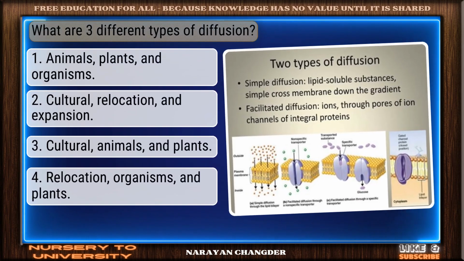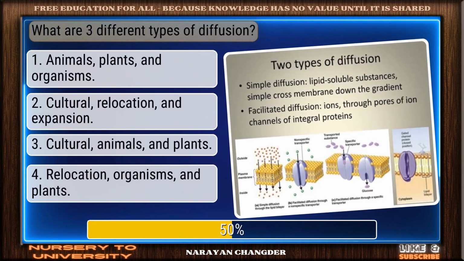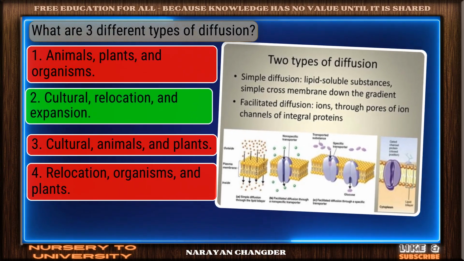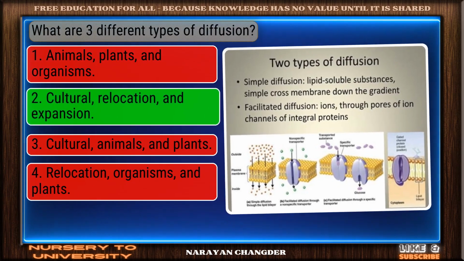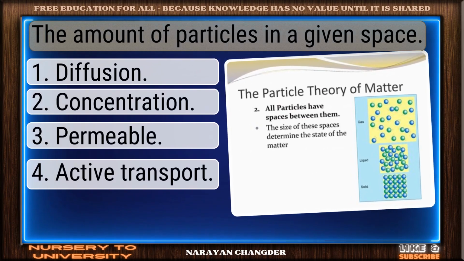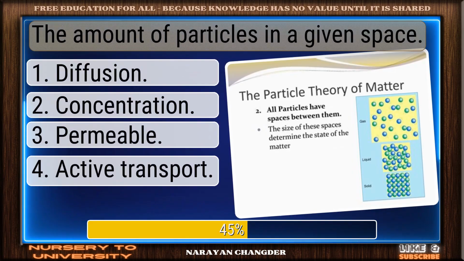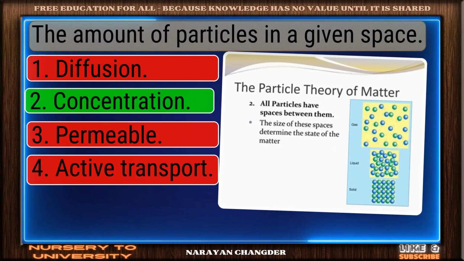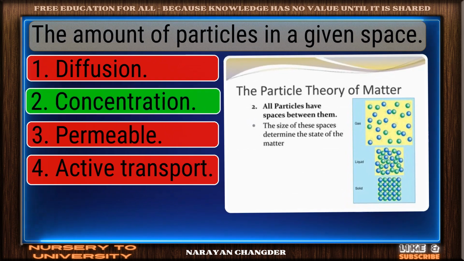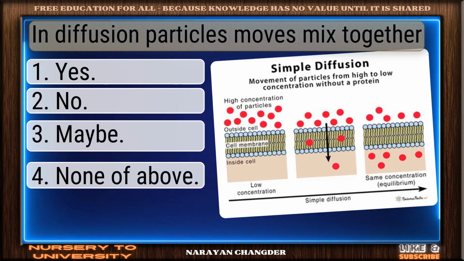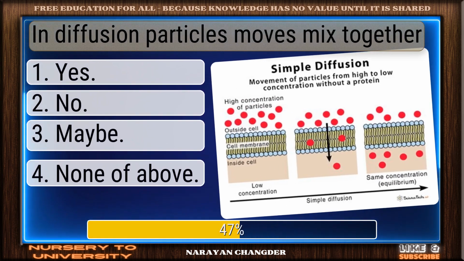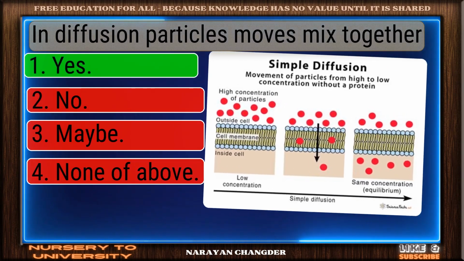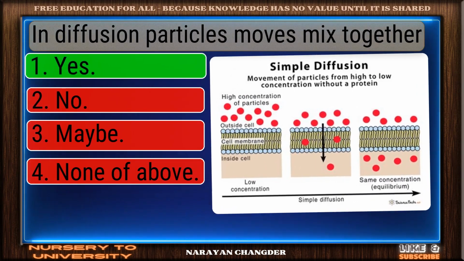What are 3 different types of diffusion? You're right. Cultural, relocation, and expansion is the correct answer. The amount of particles in a given space. Nice selection. Concentration is the correct and valid answer. In diffusion, particles move mixed together. Nice work. You chose yes, and it is correct.